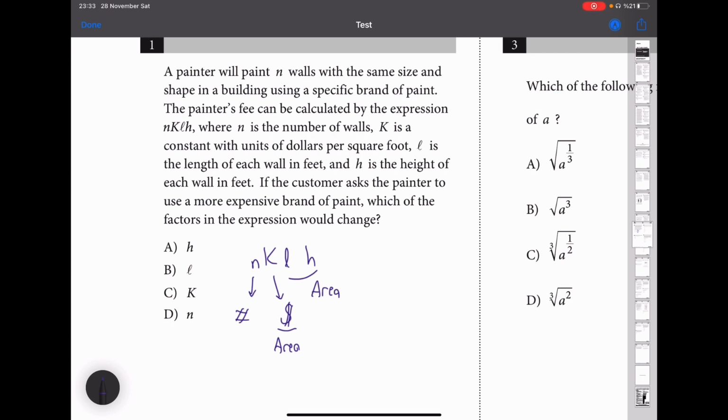If the customer asks the painter to use a more expensive brand of paint, which of the following factors in the expression will change? Obviously, the area of the wall and the number of walls are independent of the fee of the paint. So the only thing that can change is the K in here, because it's related with the dollar per area.